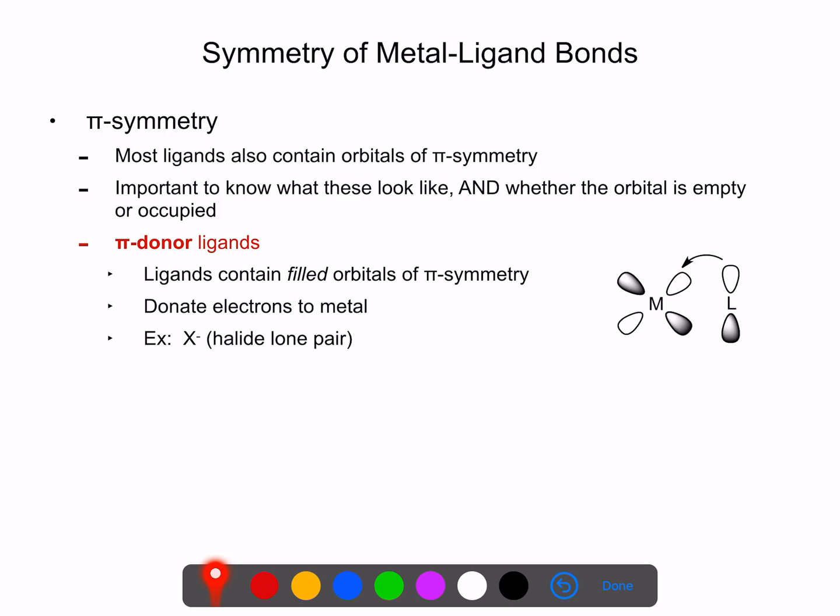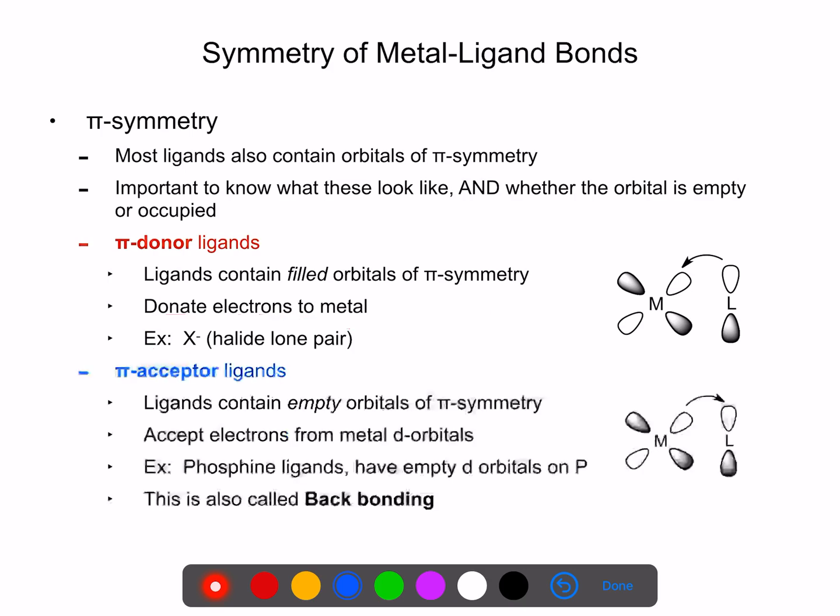A good example of a type of ligand that can undergo this bonding is a halide, something like Cl minus, bound to a metal. That's going to be able to donate an electron pair, and that's going to be a pi donor ligand. So really what we're looking for is anytime you have a metal bound to a ligand, and if that ligand has a lone pair on it, there's a good chance that that's going to be a pi donor ligand back to the metal. And then we can also have a pi acceptor ligand.